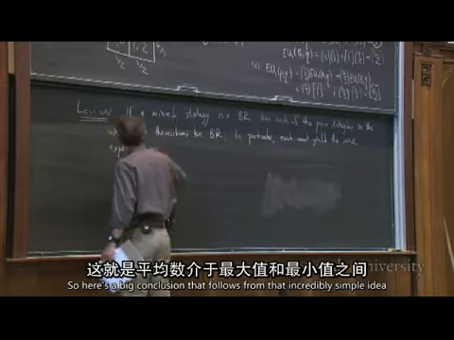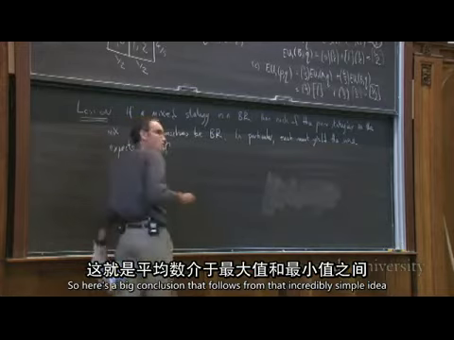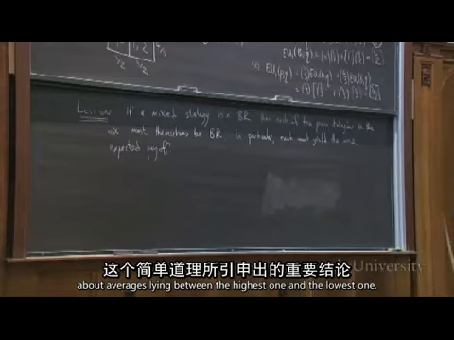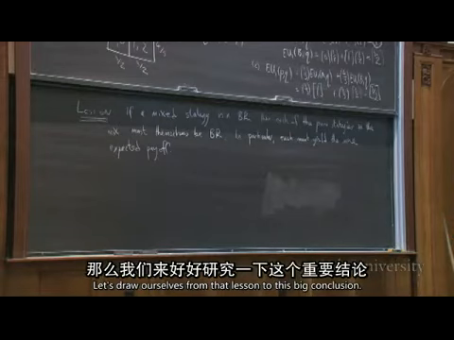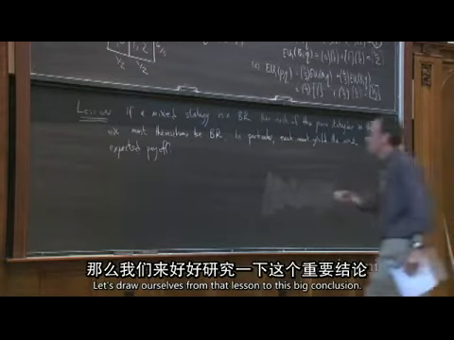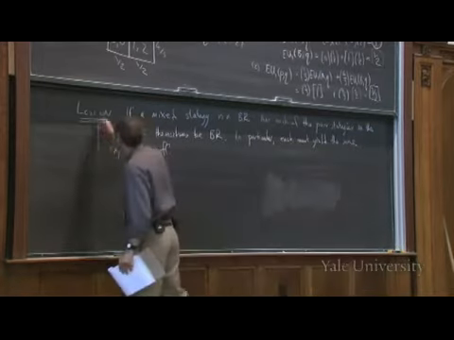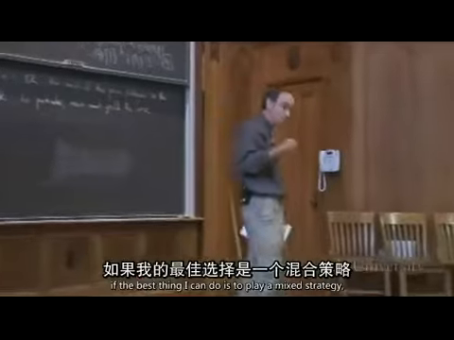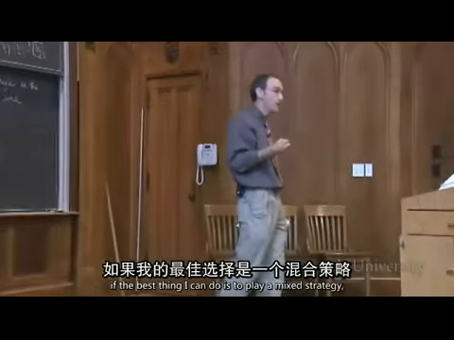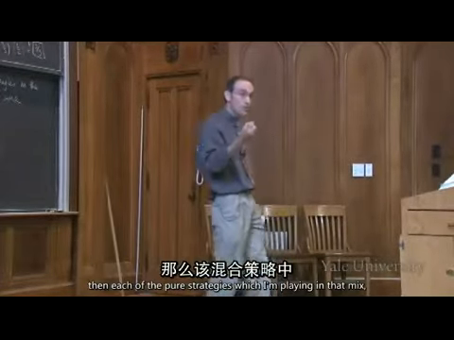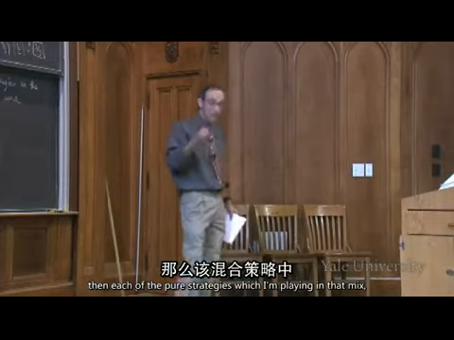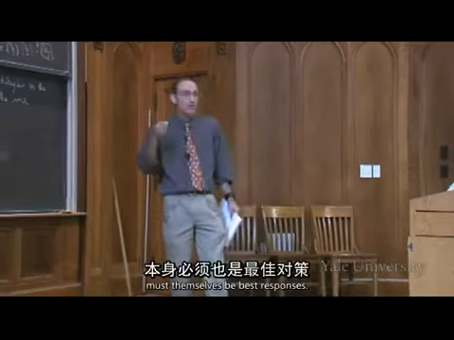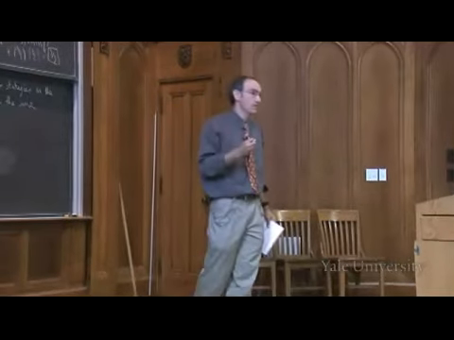So here's a big conclusion that follows from that incredibly simple idea about averages lying between the highest one and the lowest one. Let's draw ourselves from that lesson to this big conclusion. What is the conclusion? The conclusion is if a mixed strategy is a best response, if the best thing I can do is to play a mixed strategy, then each of the pure strategies which I'm playing in that mix, which I'm assigning positive probability to in that mix, must themselves be best responses.